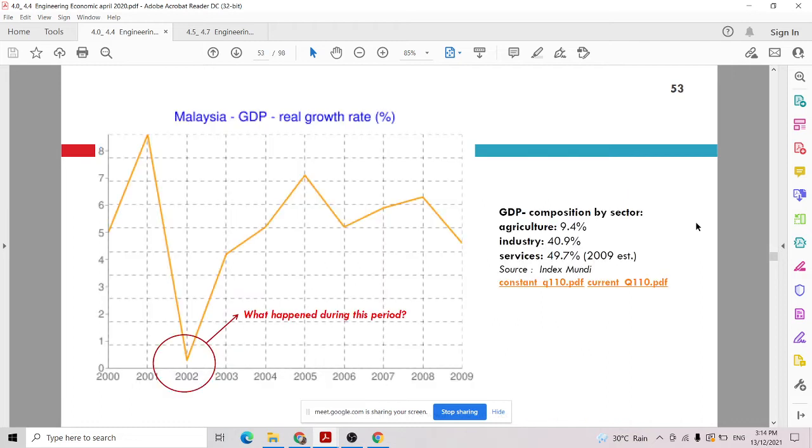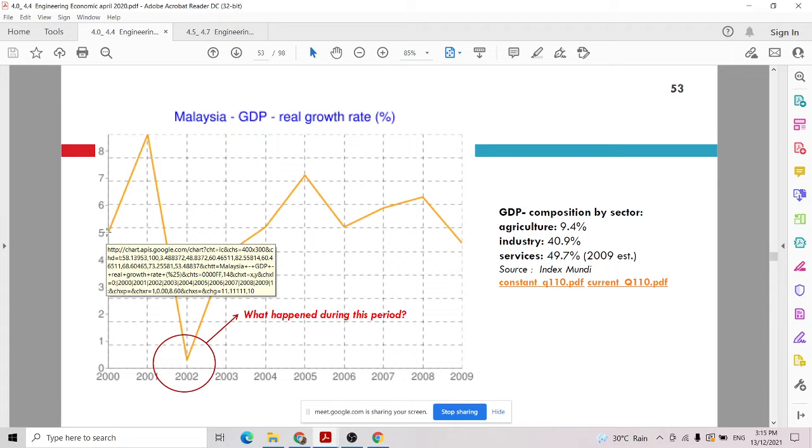Okay, so this is the GDP for Malaysia. The growth rate depends on the economic sector. So in the year 2000, we have about 5% GDP. And 2001 is about 8% something, and for this 10-year period up to 2009, it is about 4% something. So this is contributed by agriculture, industry, and also services. What are services? Including tourism, including lawyers, law firms. So those are the services.